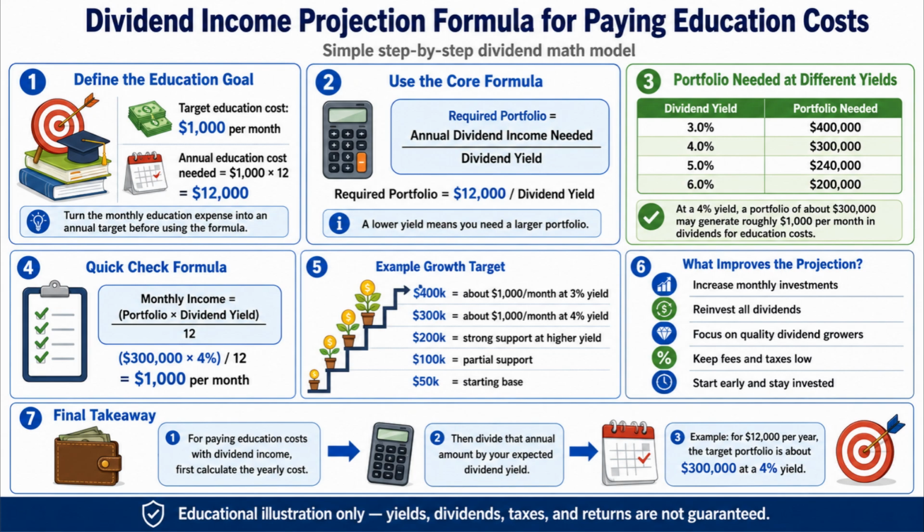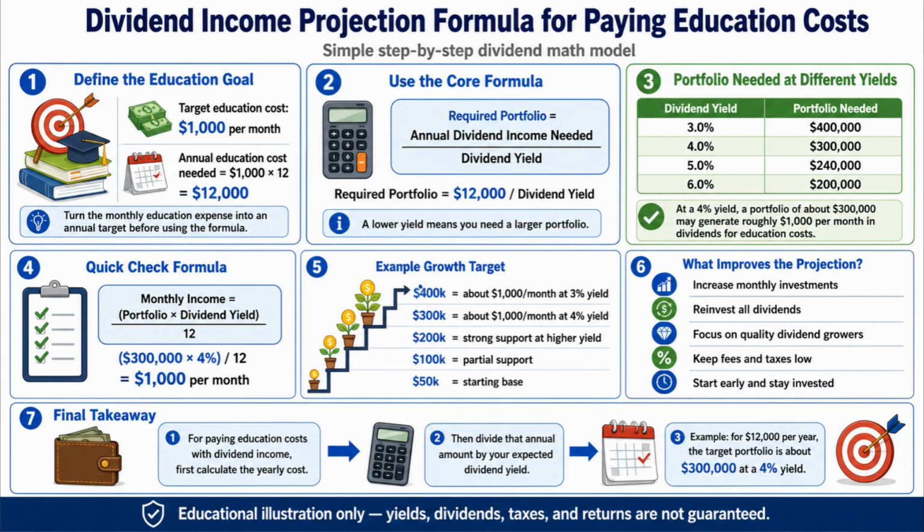Next, we use the core formula. The required portfolio is equal to the annual dividend income needed divided by the dividend yield. In this example, the annual dividend income needed is $12,000. Therefore, the required portfolio equals $12,000 divided by the expected dividend yield. This formula helps us understand how much money may need to be invested to generate the target education income.